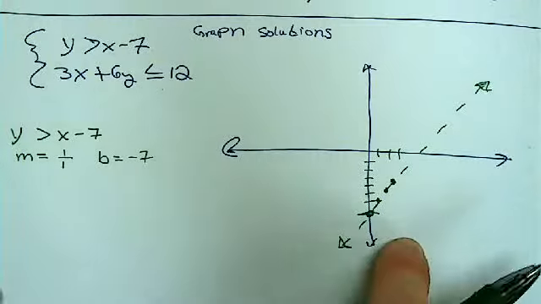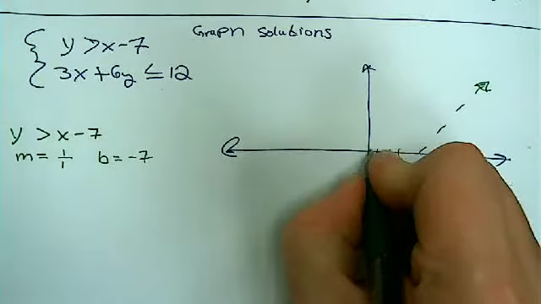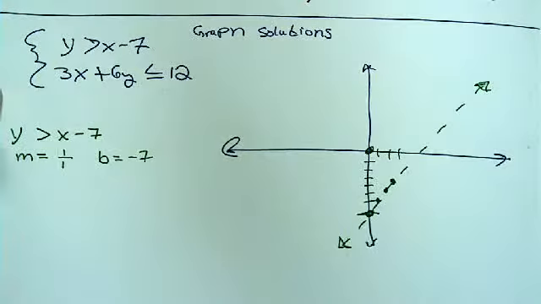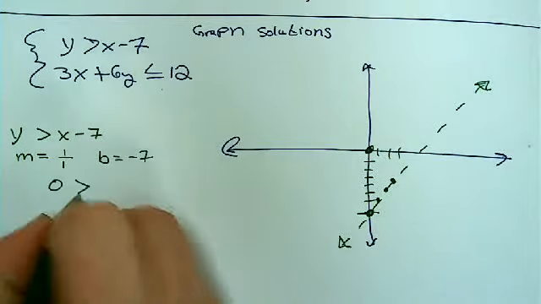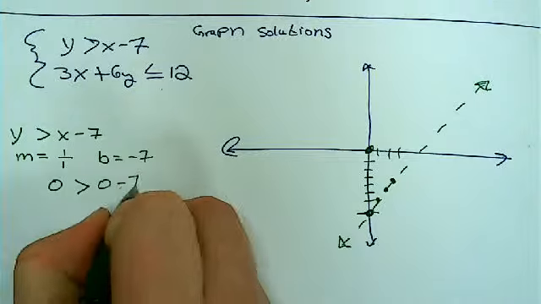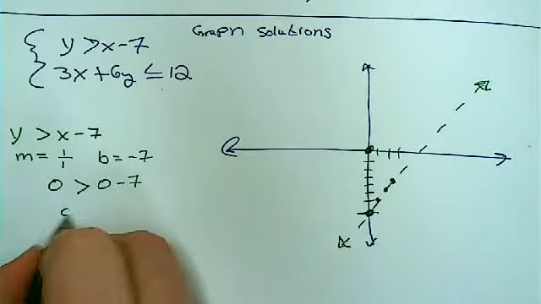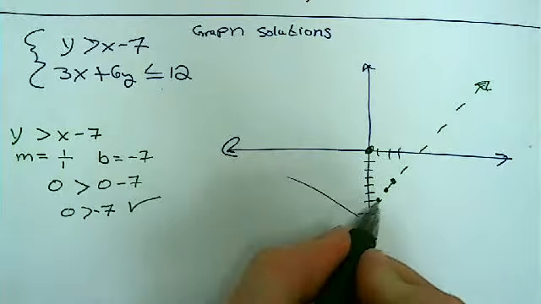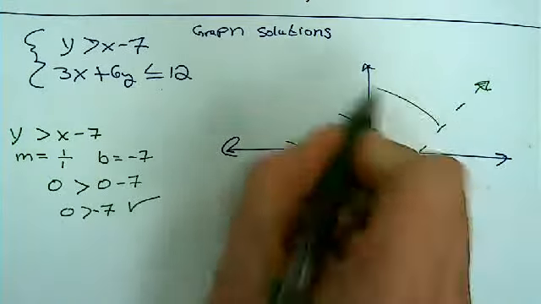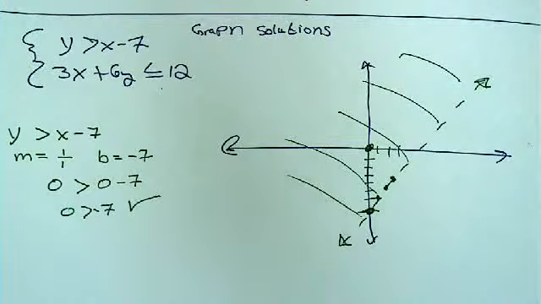Which side do I shade on? Do I shade towards or away from 0, 0? Let's see. Is 0 greater than 0 minus 7? 0 is greater than negative 7. So we shade towards 0, 0. Now I'm going to be very light with my lines, just a reminder of which way I'm going, because I don't want to get where I can't see my graph.